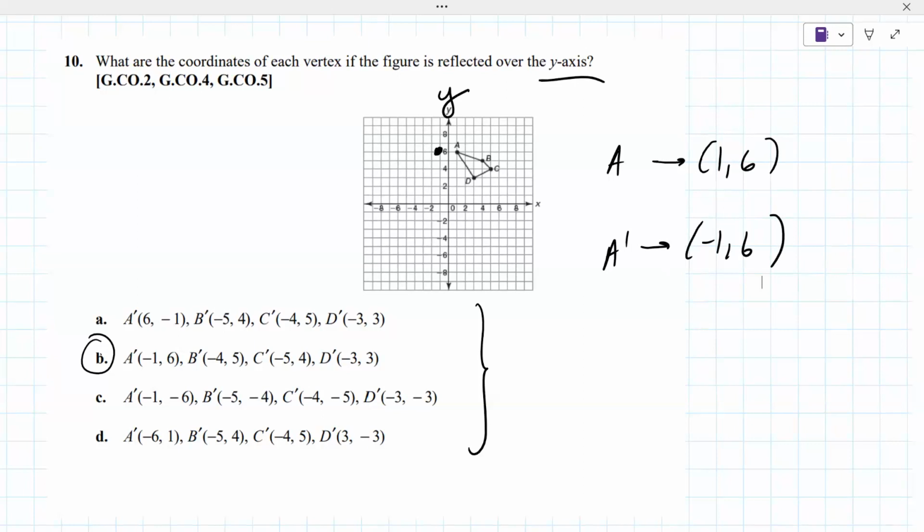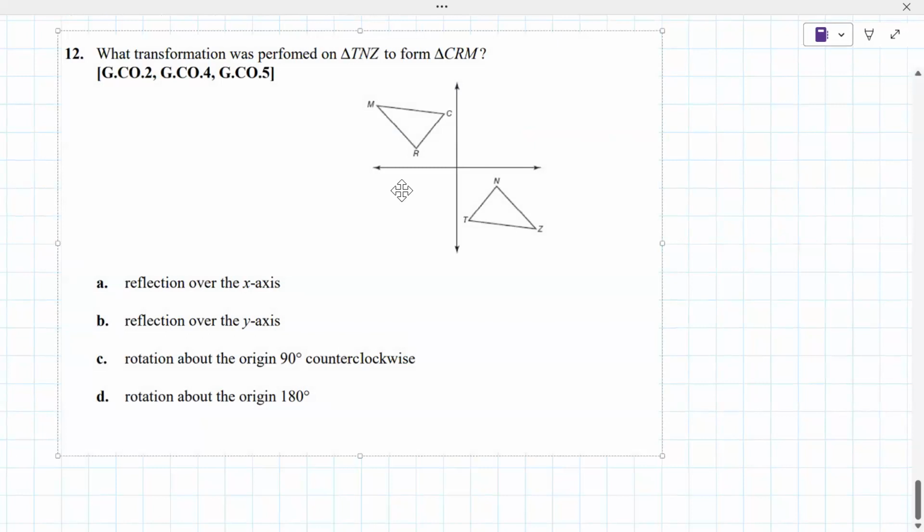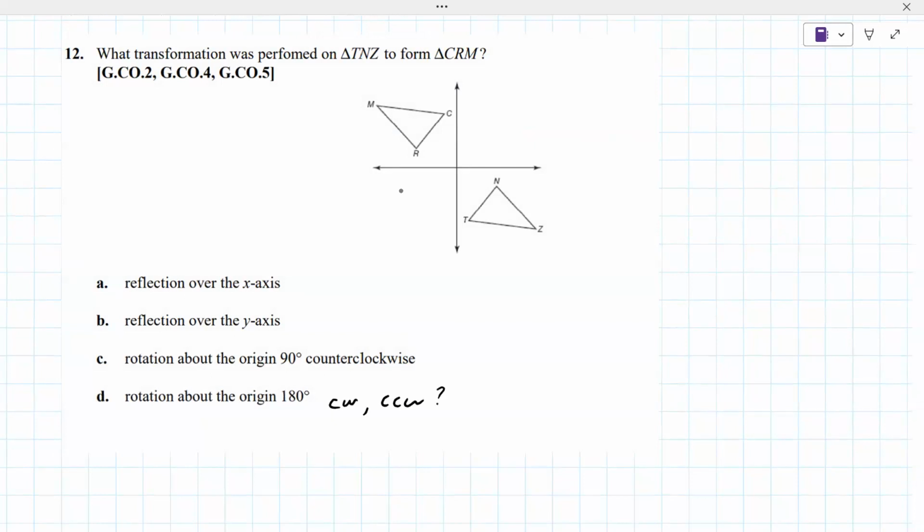All right, just look at this next one. All right, here's another one for us to look at. Which transformation was performed on TNZ to form CRM? Make sure you know which one you're starting with and which one you're going to. Is it rotation 180? Yes. Does it matter if it's clockwise or counterclockwise? No, it does not. It could be either because they get you to the same place.